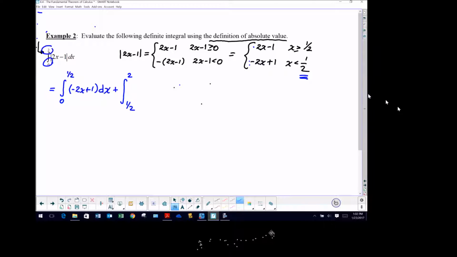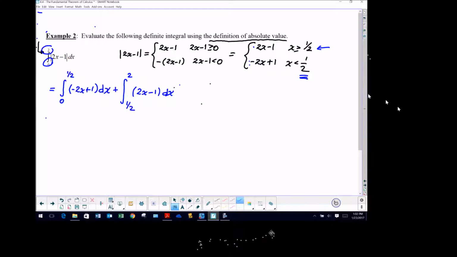But obviously, we're going to be using the top piece now, right? The piece where x is defined to be greater than or equal to a half. So that would be 2x minus 1. Okay? Makes sense to everybody here?